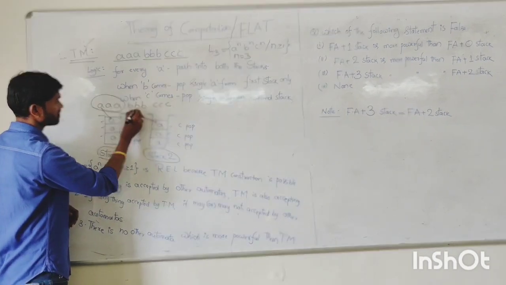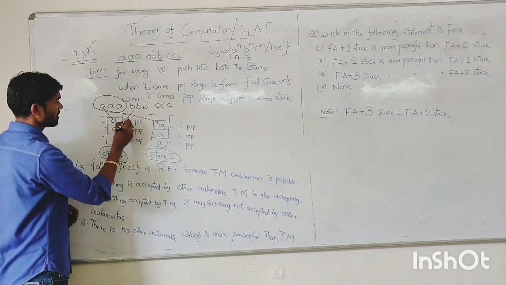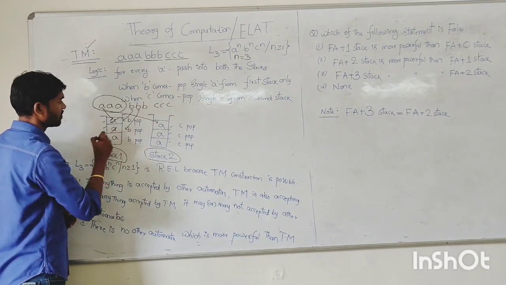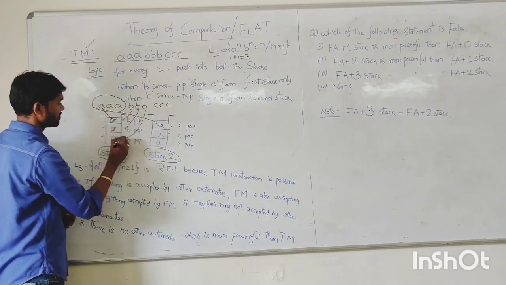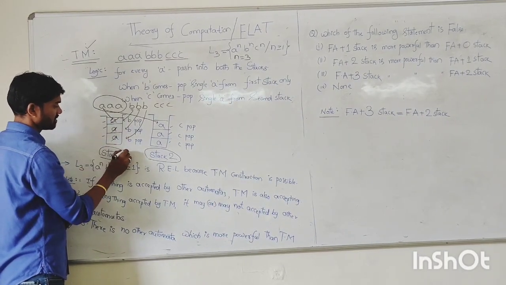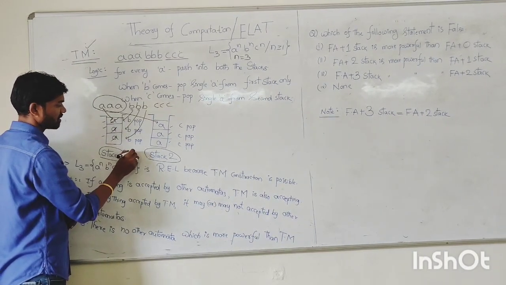Now, when B's come, when a single B comes, then pop 1 A. And when another B comes, then pop A. And when another B comes, pop A. So like this, stack 1 becomes empty.